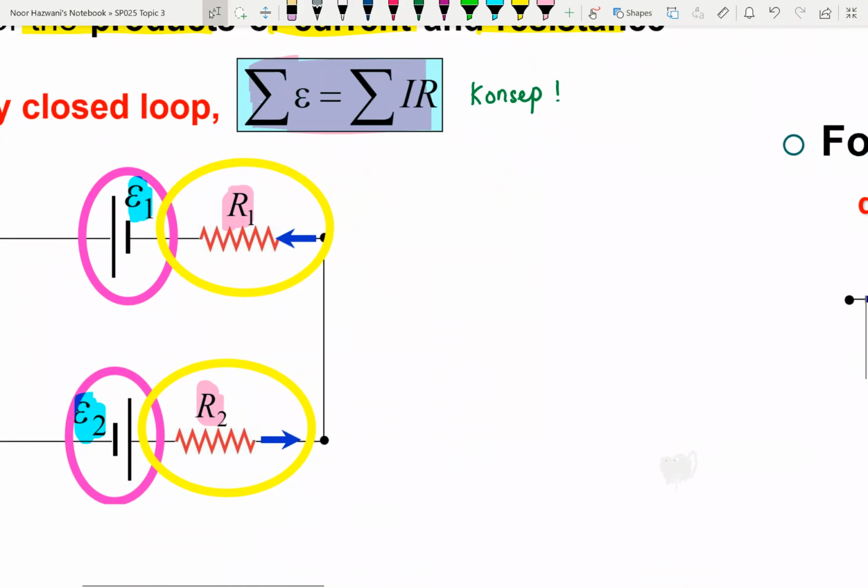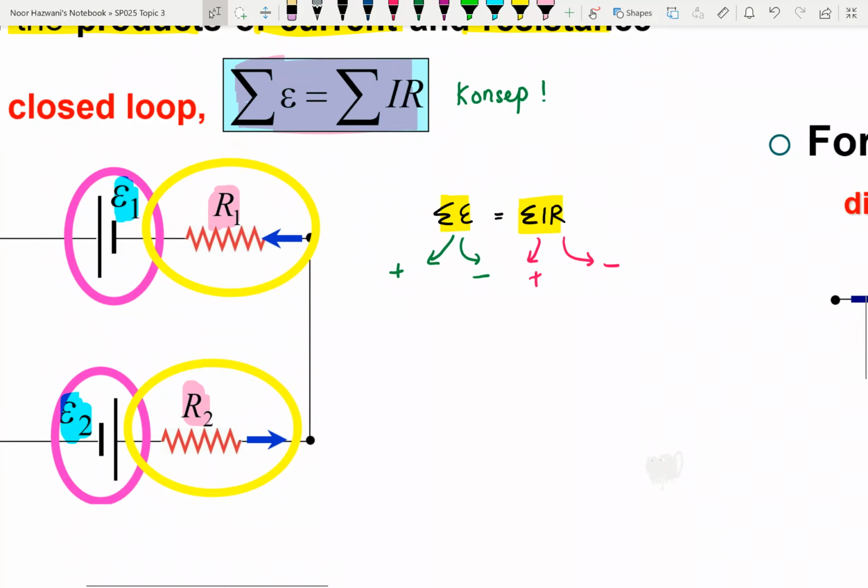Tetapi sekejap. Okay, tadi kan kita cakap summation EMF kita adalah sama dengan summation of IR. Tetapi, you kena tahu bahawa summation EMF dan summation IR ni, it can be positive, it can be negative. Ini pun sama juga. Bila kita nak tentukan dia positif, bila kita nak tentukan dia negatif, dia ada rules dia. So, yang ini kita kena be very, very careful lah. Okay. Tentang sign convention dia.